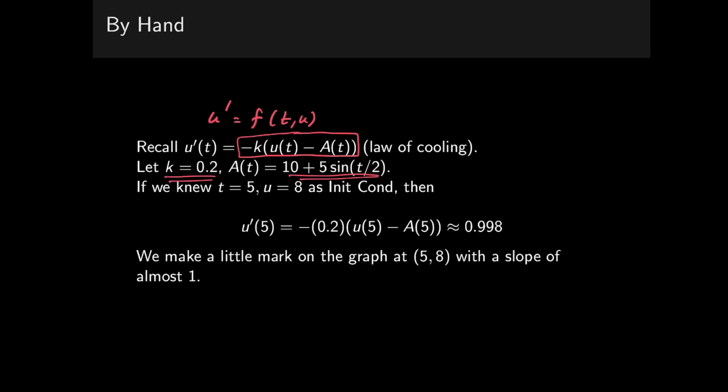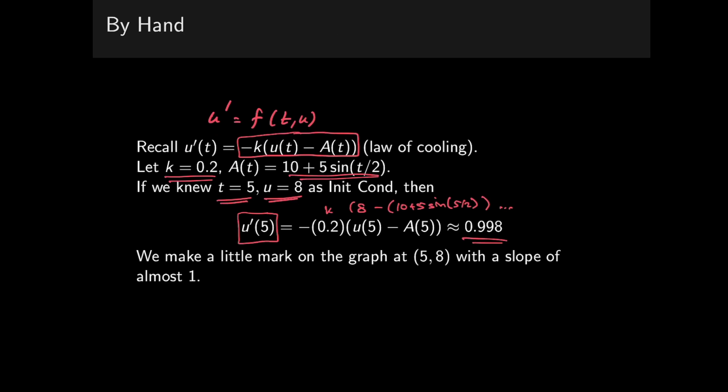K is constant. So if we knew, let's say, that at T equals 5, our U equals 8, that the temperature of the object is 8 degrees, and this is our initial condition, then what we would do is go in and compute U prime of 5. So T equals 5. So here's my K. Here's U of 5. We know that this is equal to 8. Right? We know that A of 5 is really this 10 plus 5 sine of 5 over 2. And we come up with a number.